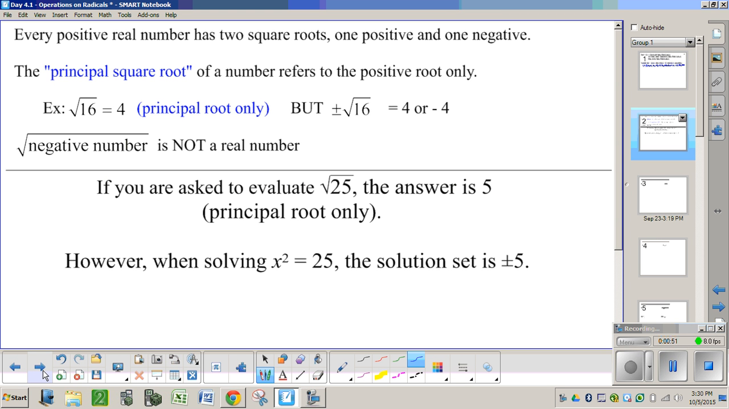One of the things that you want to think about as we're simplifying radicals here is that you have a principal square root, which is the positive root only. But remember that the square root of a number could be positive or negative, especially if you're solving. So as we get into later on in the unit solving equations with radicals, you'll notice that a lot of our answers we're going to remember to put positive and negative with.